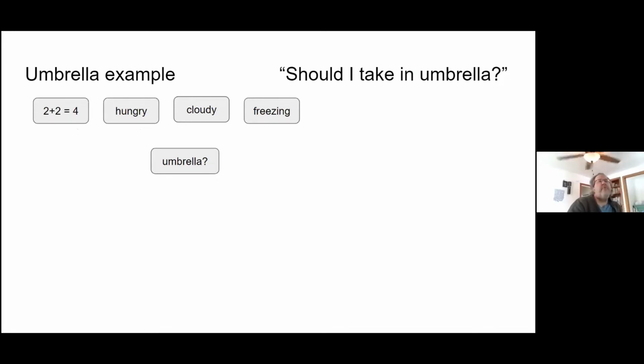And I have 4 pieces of information. I have the truth of 2 + 2 = 4. I know whether or not I'm currently hungry. I know whether or not it's cloudy. And I know whether or not it's freezing out. And you may note that some of these probably have nothing to do with whether or not I should take an umbrella, but other of them do.